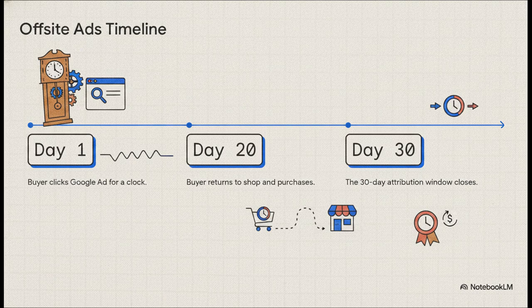On day 1, a buyer searches Google for a handmade wooden clock, sees your ad, and clicks it. But they don't buy it right then. Fast forward to day 20. The buyer remembers your awesome shop, comes directly back to it, and finally buys the clock. Because that purchase happened within a strict 30-day window from the original ad click, the platform is going to charge you an offsite ads fee for that sale. Now, if they had bought it on day 31, no fee.